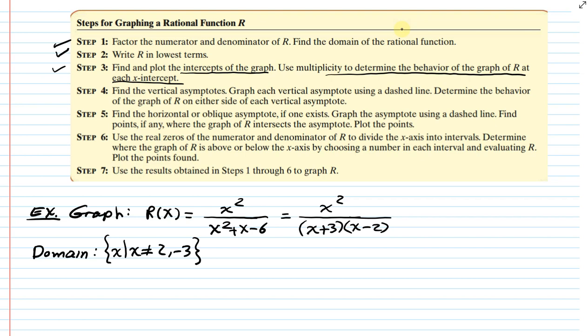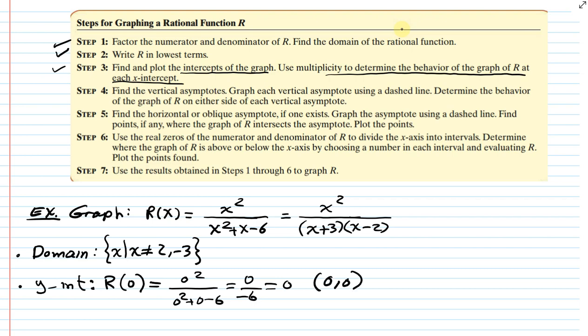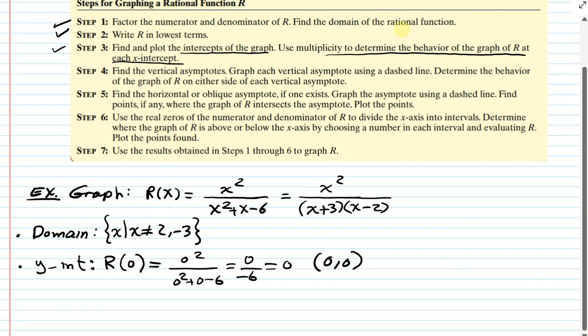Okay, so let's find the x, y intercepts. First of all, the y-intercept, and that's when we evaluate R, the rational function, at 0. That's when x is 0. So that's going to be 0 squared divided by 0 squared plus 0 minus 6. 0 divided by negative 6 is 0. Okay, so we have (0, 0) as the y-intercept. So anytime y is 0, x will naturally be 0 also, because we plug in 0 for x. So this means the graph runs through the origin.